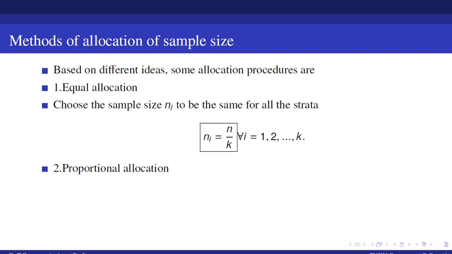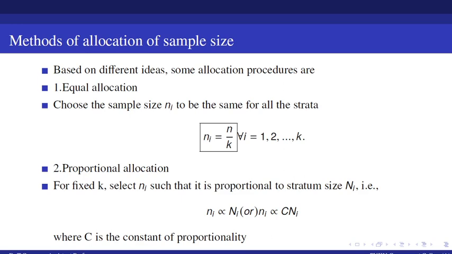Next one is proportional allocation. For fixed k, select ni such that it is proportional to the stratum size capital Ni. That is, if stratum size is large, we have to choose a large number of samples from that stratum. That is, this sample stratum size is proportional to the population stratum size. ni is proportional to capital Ni, where C is a constant of proportionality.